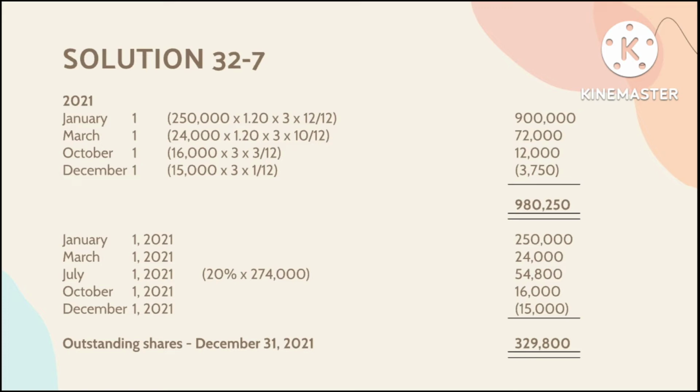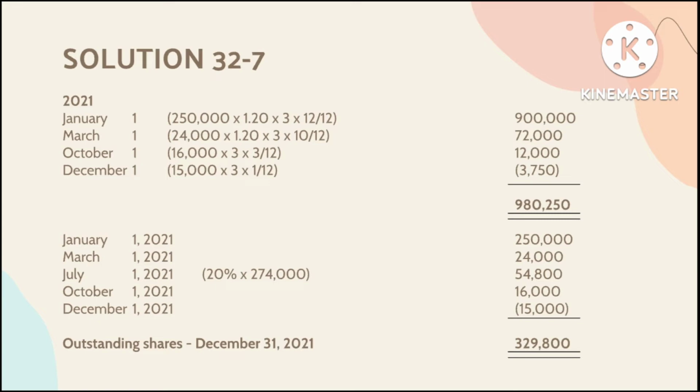Now, October 1 naman po, 16,000 given na po. Multiply by 3. Andito po ulit yung 3, galing po sa 3 for 1 share split noong June 1, 2022. Multiply po natin sa 3 over 12, the number of months from October to December, and we will arrive at the amount of 12,000. Noong December 1 naman po, meron po tayong 15,000 given again. Multiply by 3 again kasi po siya ay previous transaction ng share split na naganap noong June 1, 2022. Multiply by 1 over 12, we will arrive at the amount of 3,750.